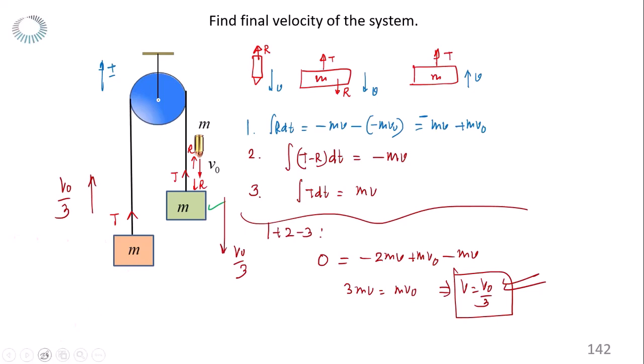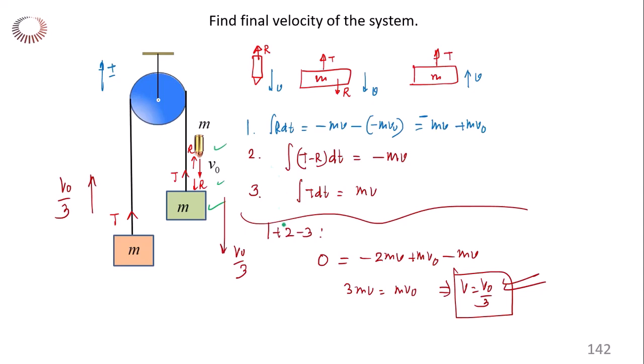Okay. Now you can do it by conservation of momentum also, without writing these three equations. If I take the entire system, the R and R will cancel out, and the T will not cancel out. So once you get the idea that 1 plus 2 plus 3 gives 0, that means you can do the conservation of momentum.